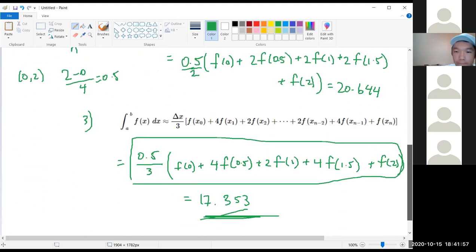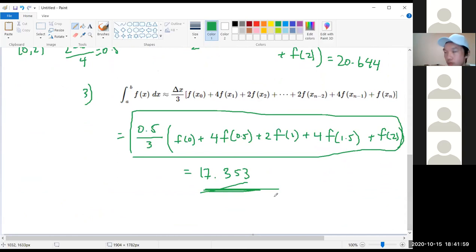Okay. Any more questions? Can you go over which x values you should start off with for left and right Riemann sum?